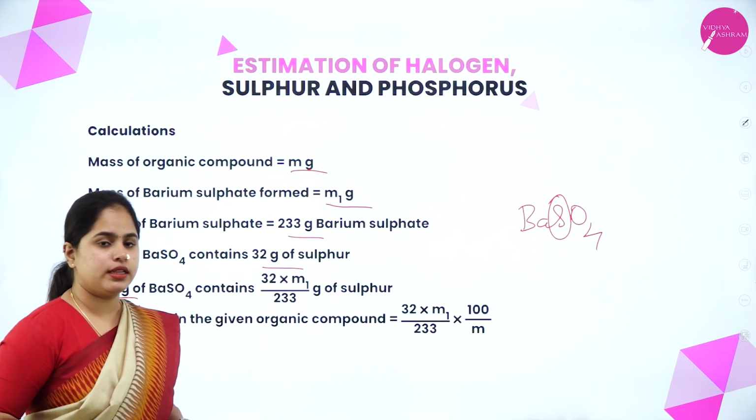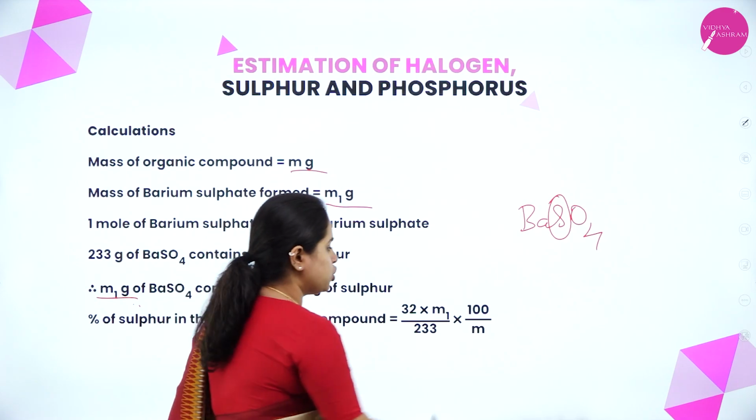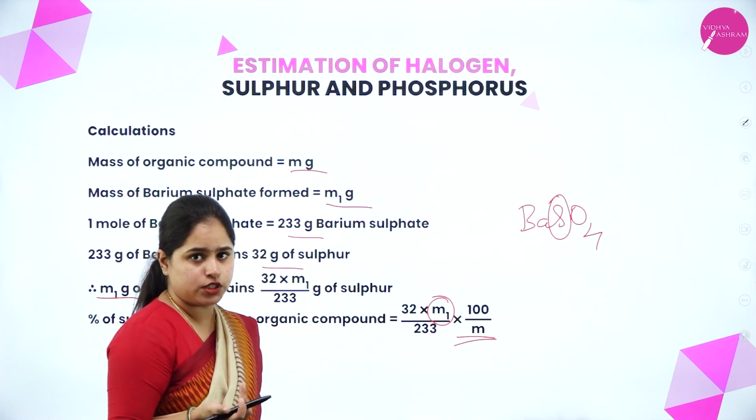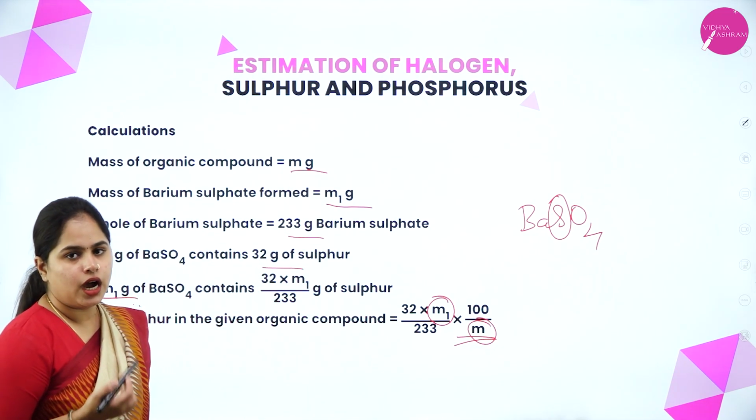Then how do we calculate the percentage? It is 32 into M1 divided by 233, into 100 divided by M. What is this M1? It is the mass of barium sulfate formed, and M is the mass of the organic compound. I hope it is clear.